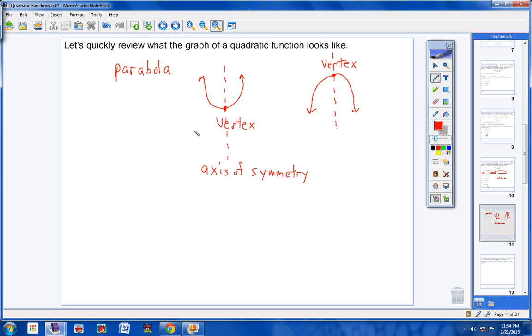And by the way, remember in the past how we learned about maximum and minimum points of graphs? Well, your vertex on a parabola is always, let me say that again, your vertex is always going to be either a max or a min, always. So in this graph here, your vertex would be a minimum point. Over here in this parabola, your vertex would be a maximum point. So your vertex is always going to be either the lowest point on the graph or the highest point on the graph, okay? So there's a little quick review of what the graph of a quadratic function looks like.